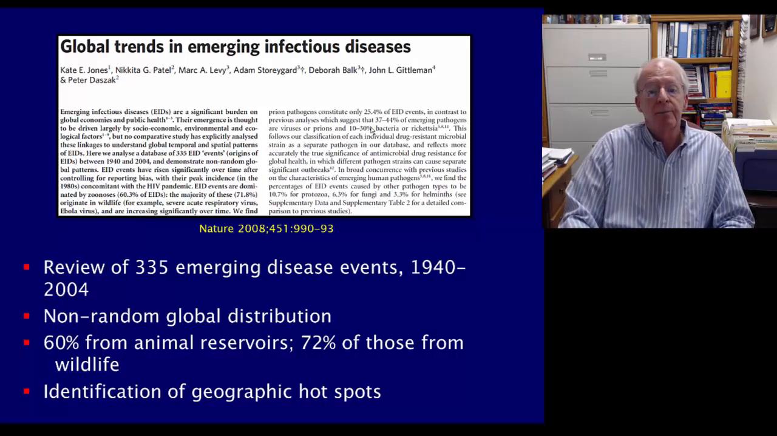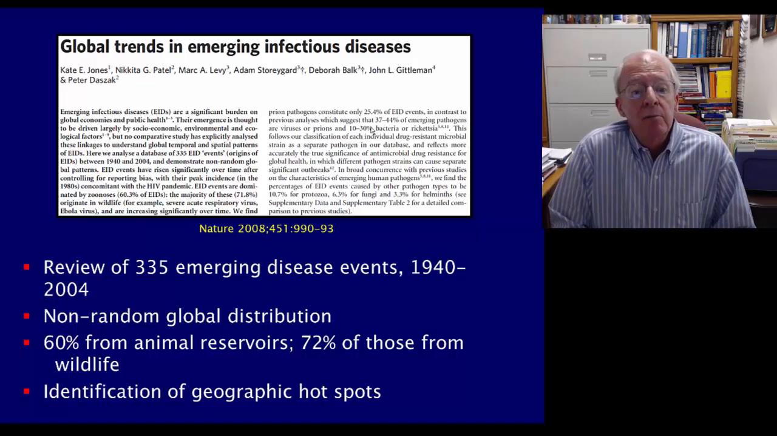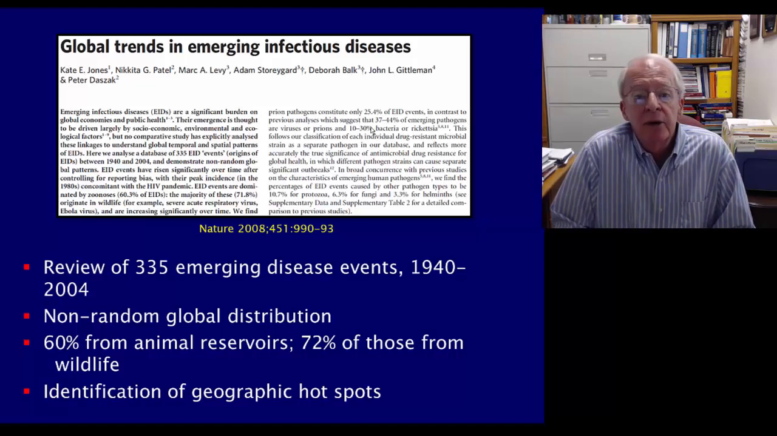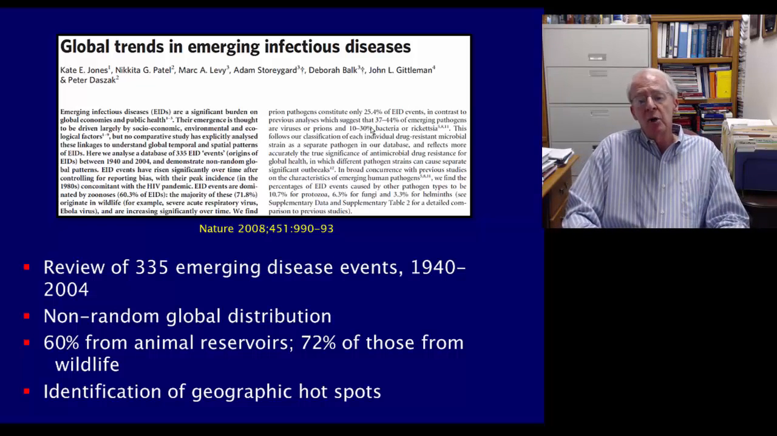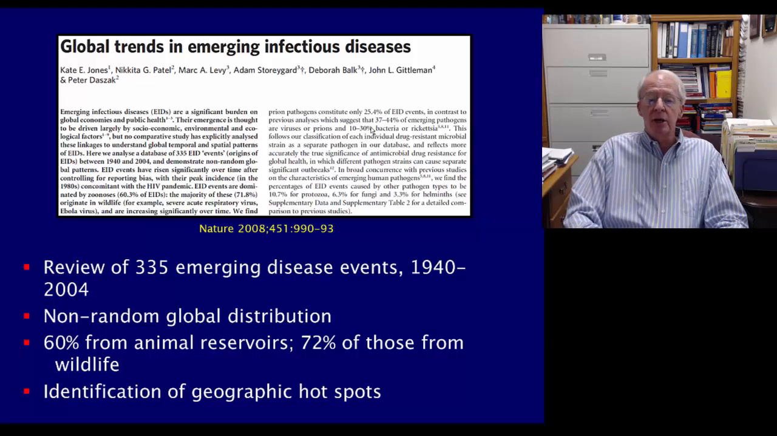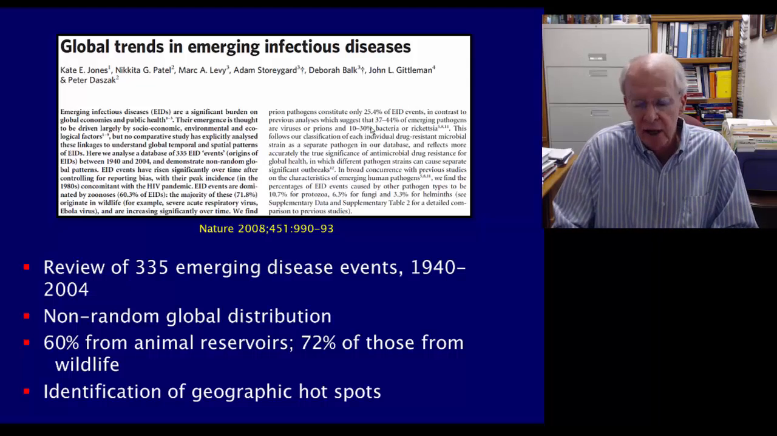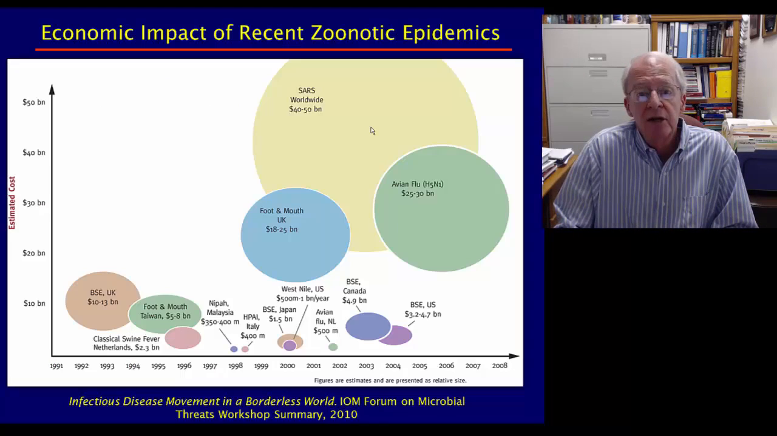A follow-up paper by Kate Jones, Peter Daszak, and others in Nature in 2008 reviewed 335 emerging disease events from 1940 to 2004. They also noted a non-random global distribution of these outbreaks and reported that 60% originated in animal reservoirs and 72% of those originated in wildlife. And they further identified certain geographic hotspots for disease emergence.